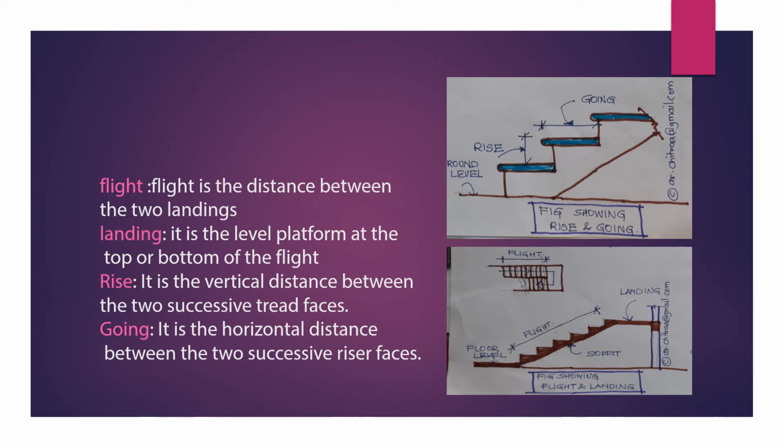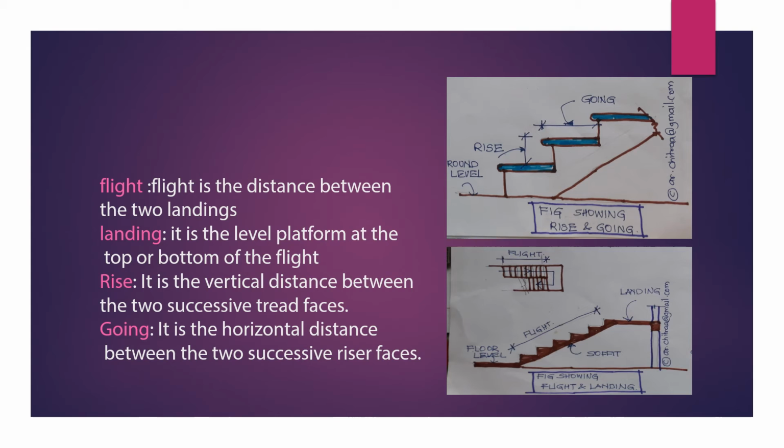Next definition is of flight. Flight is defined as an unbroken series of steps between the landings. While we are starting and we are ending up in the landing, the portion in between, the steps, will be called a flight. Landing is the level platform at which the top or bottom of the flight is called a landing.